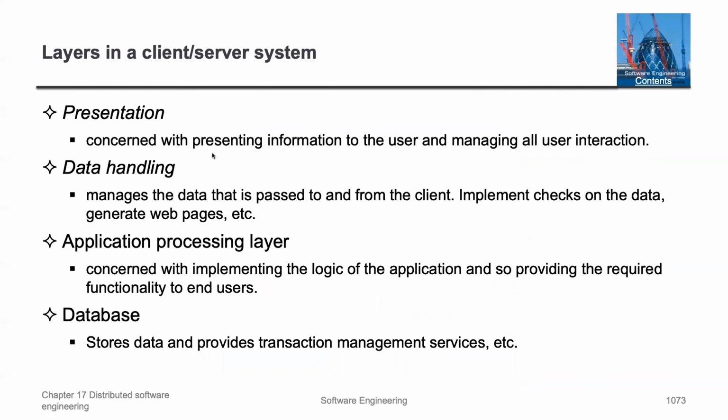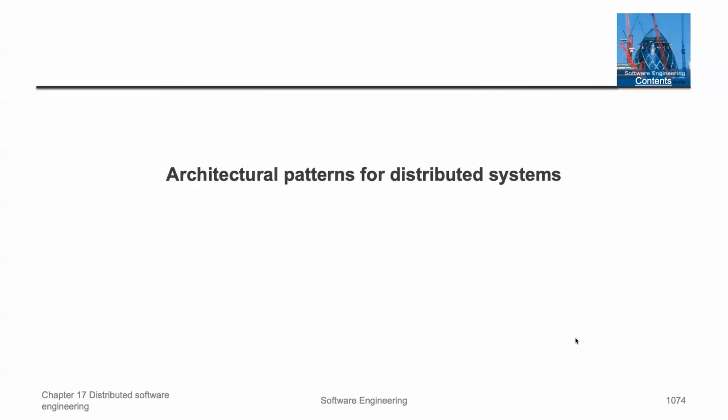Presentation is concerned with presenting information to the user and managing all the user interactions. Data handling manages the data that is passed to and from the client, and implements checks on the data, generates web pages, etc. The application processing layer is concerned with implementing the logic of the application, and so provides the required functionality to end users. And finally, the database stores all the data and provides transaction management services, etc.